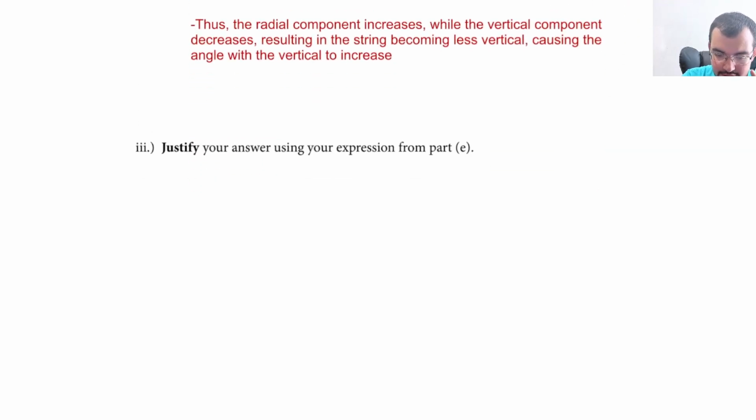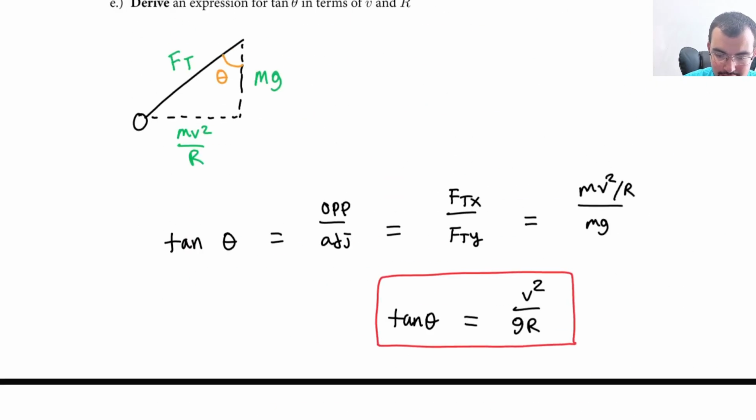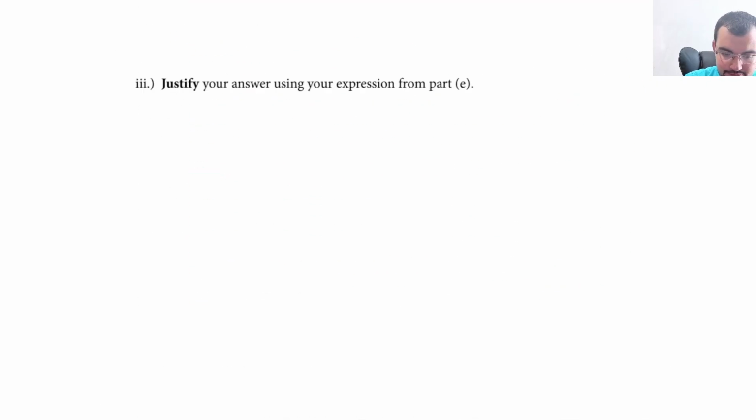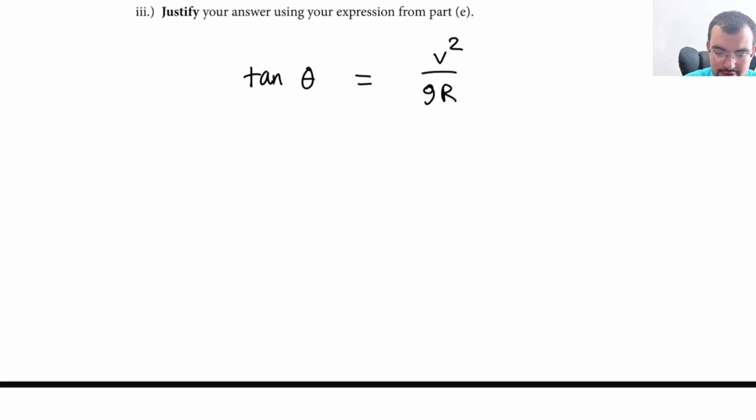And we could easily justify this with part E's expression because we said tan theta. Well, actually, I don't know how easily. We have to know our functional dependence here. We have tan theta equals v squared over gr. So as v increases, tan theta increases. So we know that. And this might be less clear.